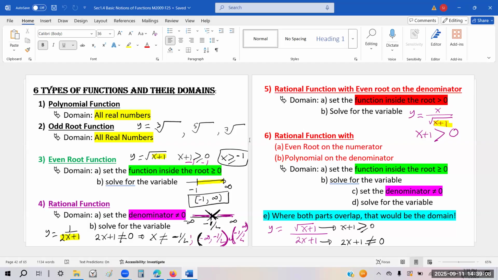Solve for x. And then the last type, we have an even root on the top and a polynomial on the bottom. So there are 2 problems. The top is telling us we cannot have negative inside the radical, and the bottom is telling us that we cannot have 0 in the denominator. So we find each domain separately, and we see where they intersect. That's our final domain.